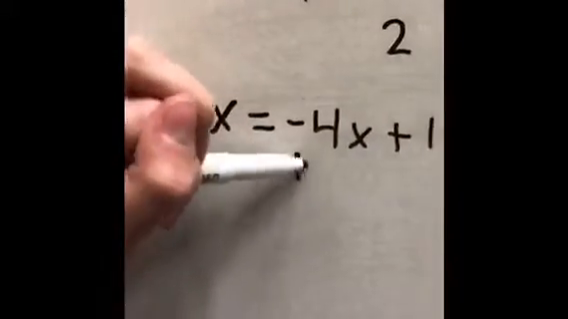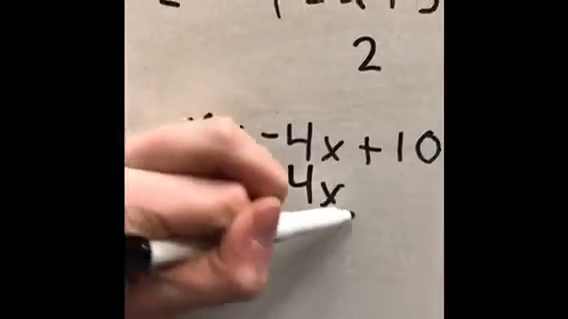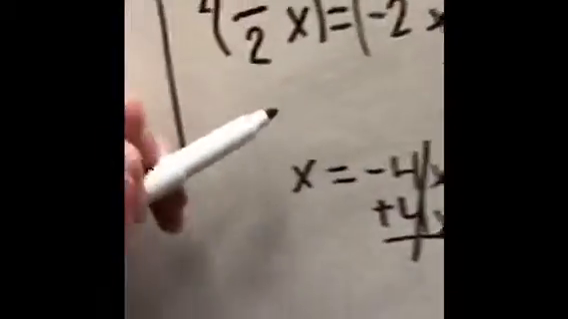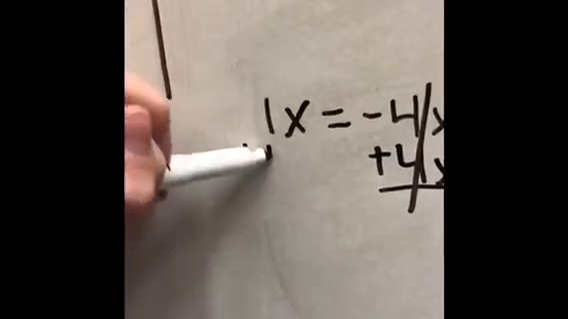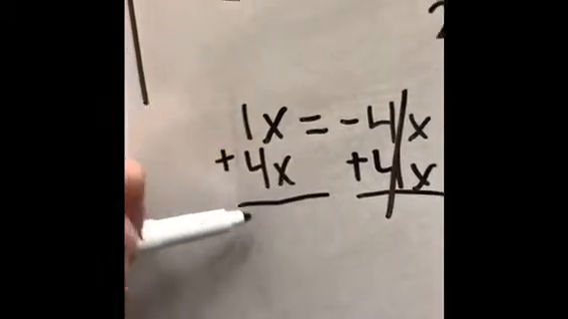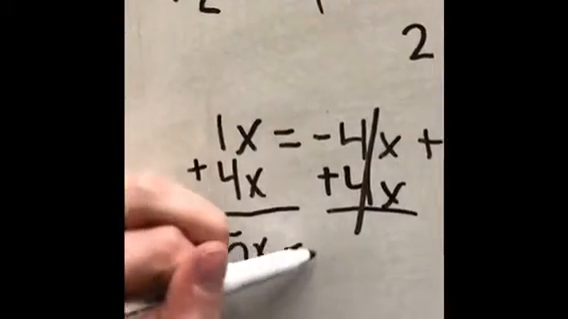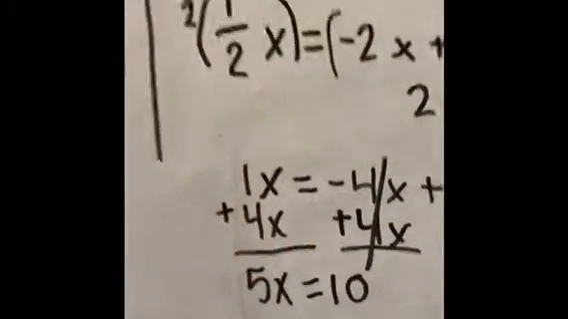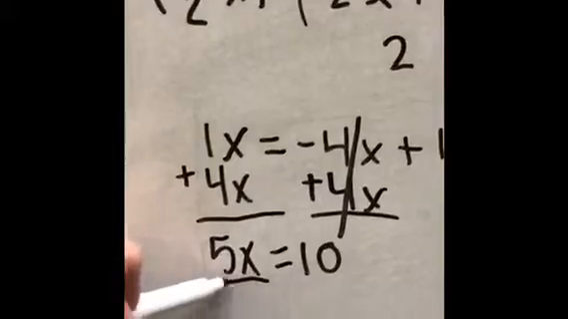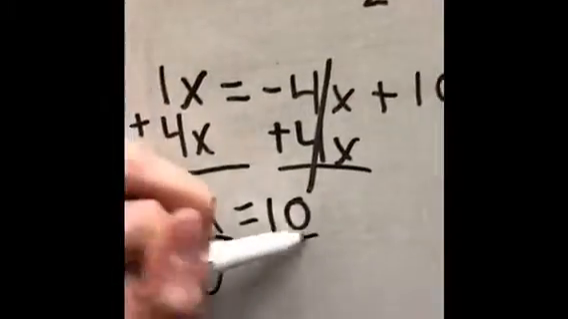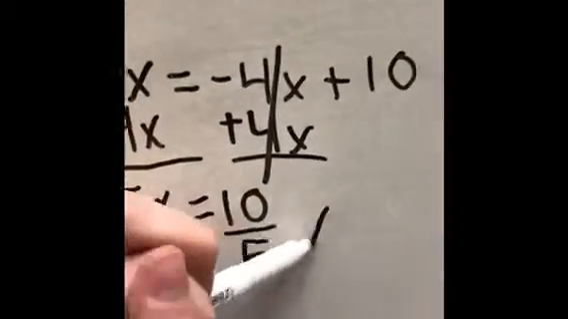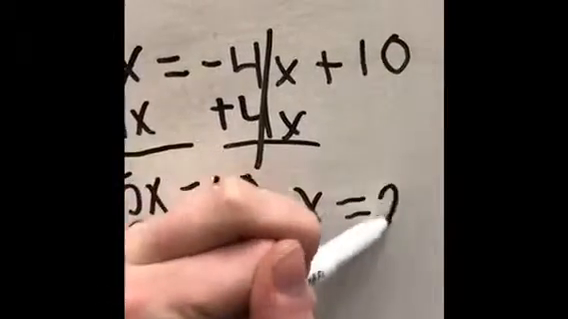So we're going to go ahead and add that 4x to the other side, cross that out, 1x plus 4x, giving us 5x, equal to 10, bringing us back to high school. Dividing by 5, we get an answer of x equals 2.